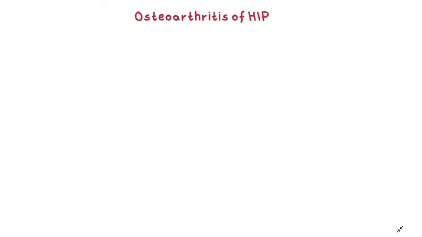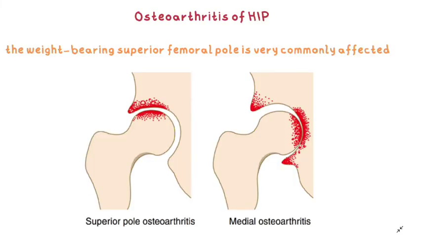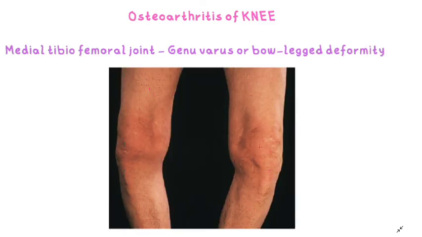In osteoarthritis of hip, the weight-bearing superior femoral pole is very commonly affected. Also, medial side is involved. The middle compartment of a medial tibiofemoral joint is often involved, and genu varum or bow-legged deformity results.